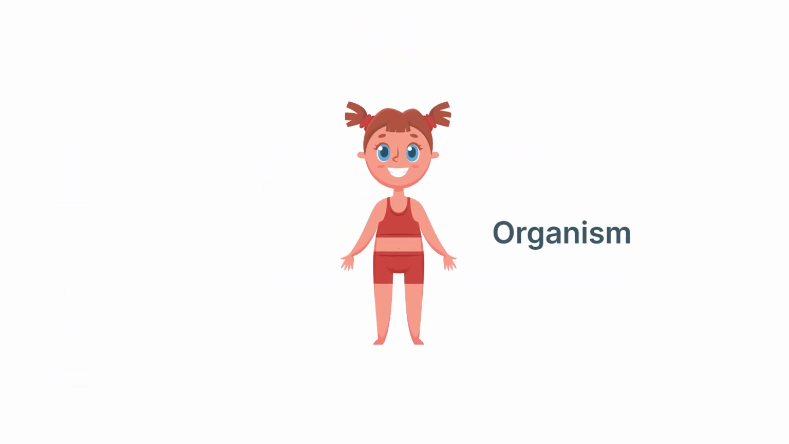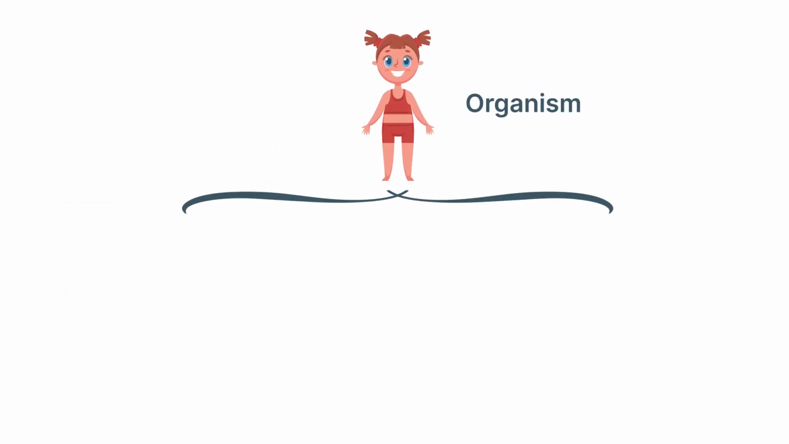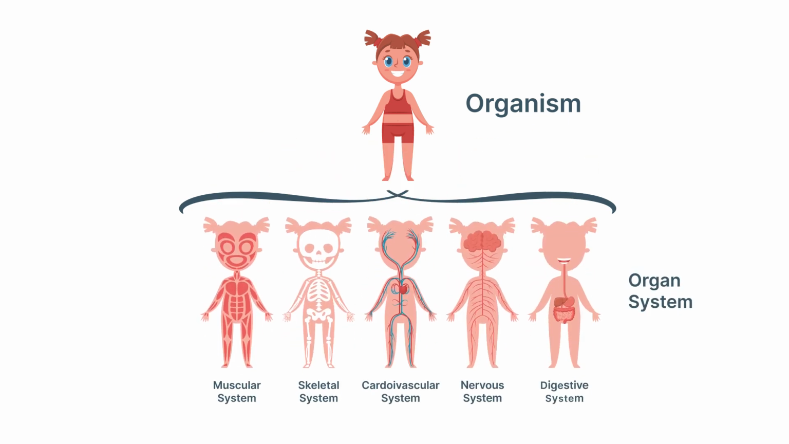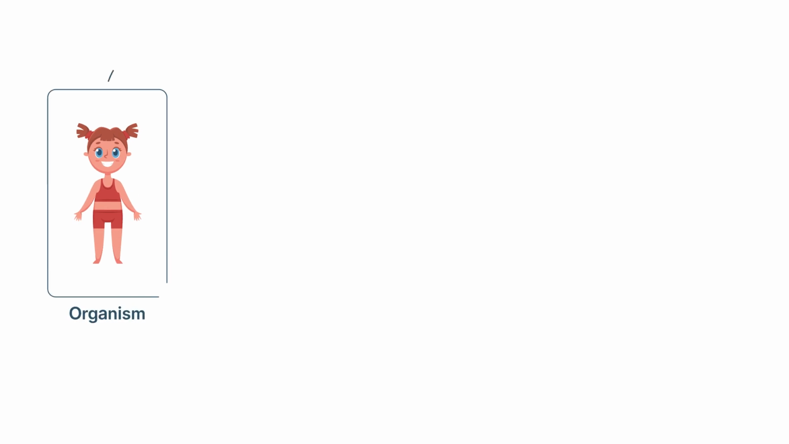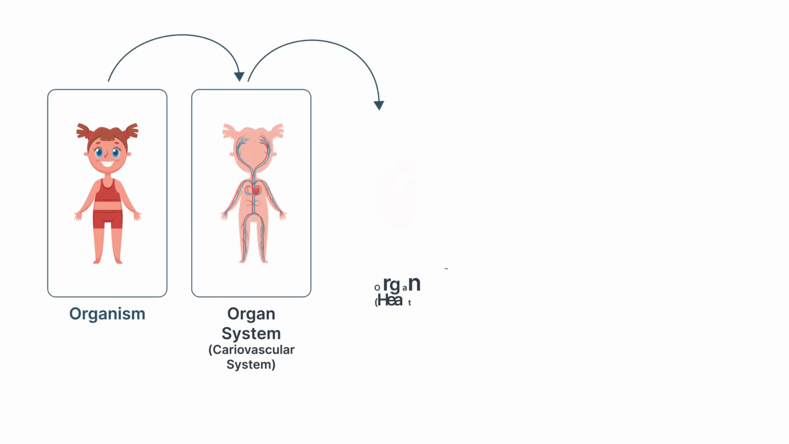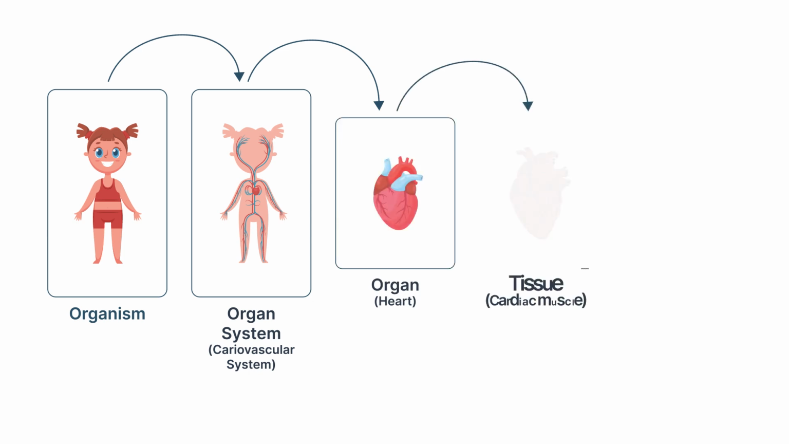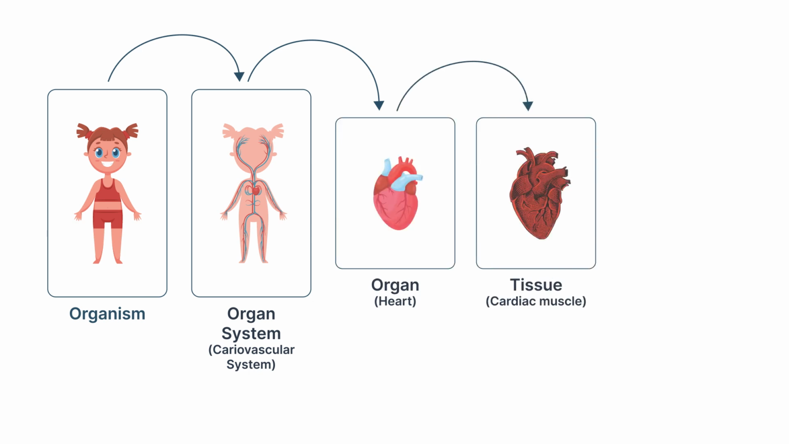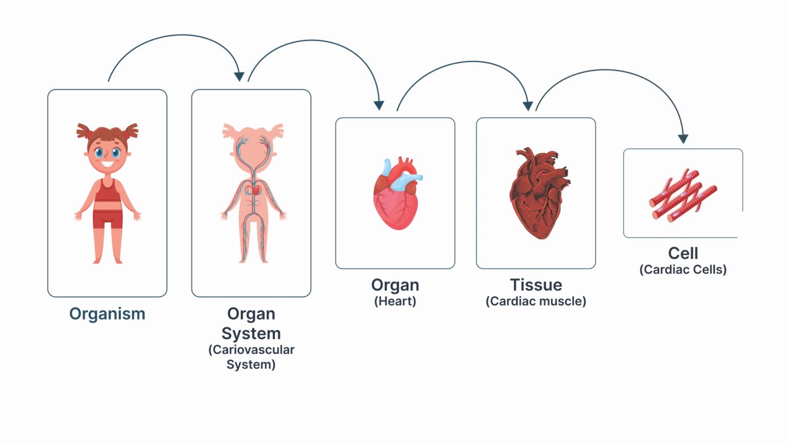If we start with an organism, we can see that the first level of organization are organ systems, several organs working together. Here you can see some of the organ systems in your body. Let's take the cardiovascular system as an example. One of the organs in the cardiovascular system is the heart. The heart in turn is composed of several tissues, one of which is cardiac muscle. And cardiac muscle tissue in turn is composed of cardiac muscle cells.